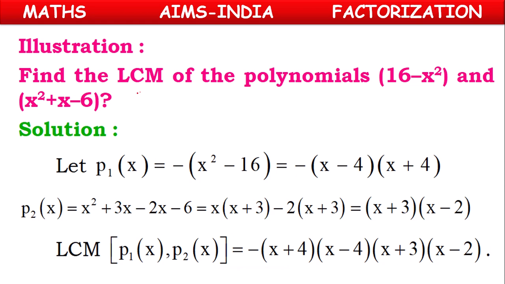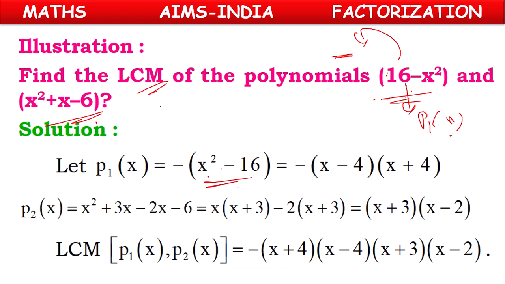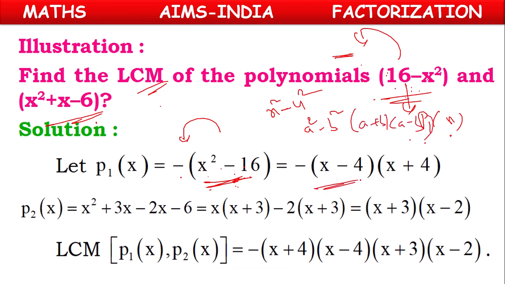Next, one more example, children. Find the LCM of polynomials 16 minus x square and x square plus x minus 6. So let us assume this is P1(x), 16 minus x square. If we take minus common, inside we can reverse them, x square minus 16, because we have taken minus common. Whenever we have a difference, if we take minus common, the signs will change inside the bracket. Now x square minus 16 means x square minus 4 square. It is in the form of a square minus b square, which is equal to a plus b into a minus b, which is equal to x minus 4 into x plus 4, with minus outside.